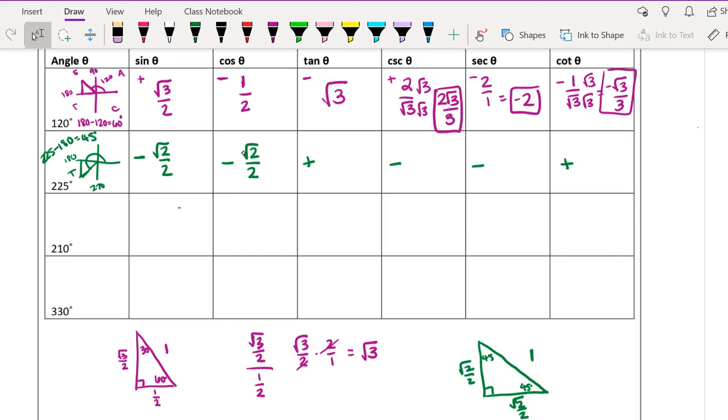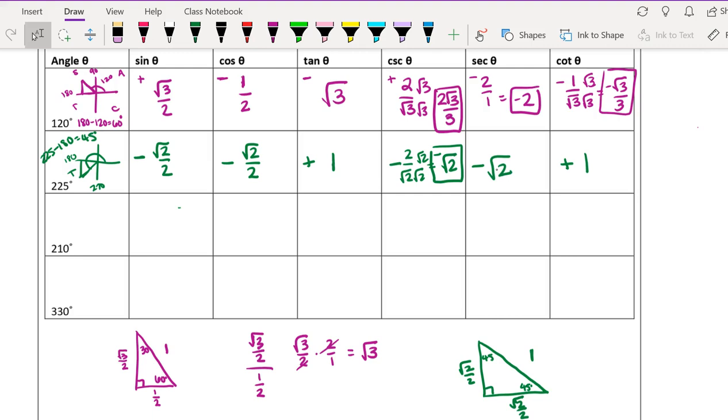My tangent, if I divide root 2 over 2 by root 2 over 2, I just get a positive 1. My cosecant is the reciprocal. So I'm going to take negative 2 over root 2, but if I rationalize it, then I get 2 over 2 with a root 2, so I just get root 2, but it is negative. Secant is going to be the same thing. And then my cotangent is also 1, because if I reciprocate 1, I get 1.